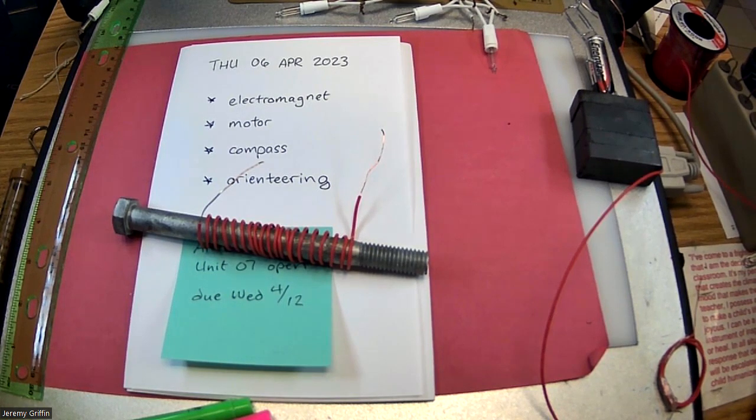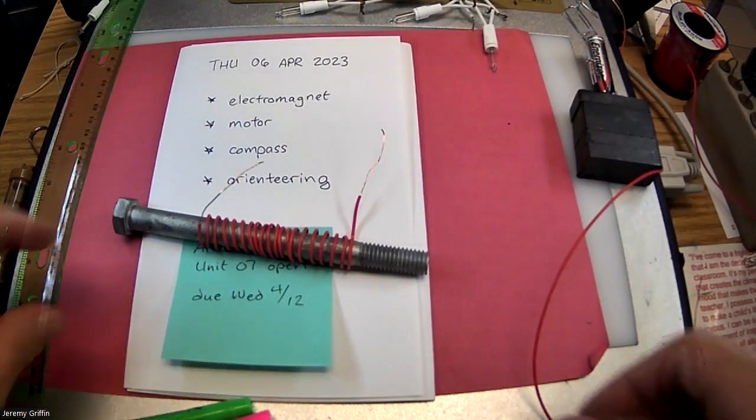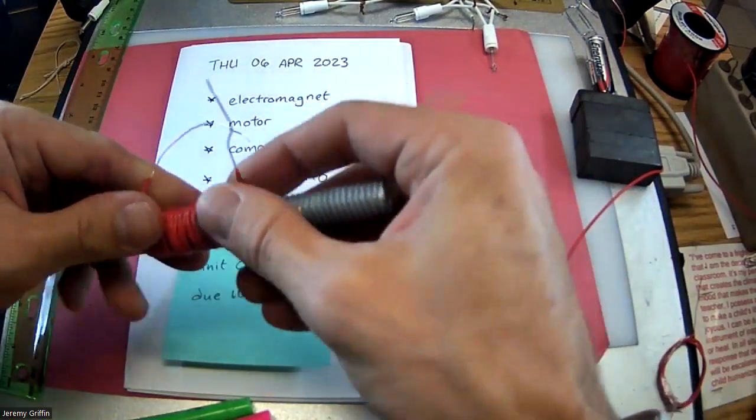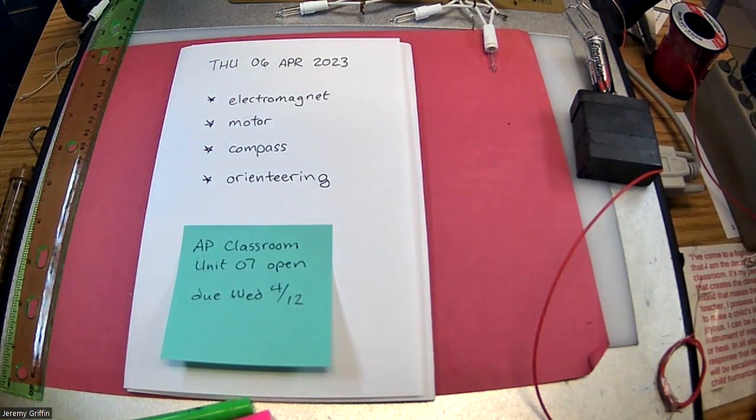We're going to create an electromagnet. Now, actually, that looks a lot like an inductor, doesn't it? An inductor will create a magnetic field, right? So you've got this wound around.